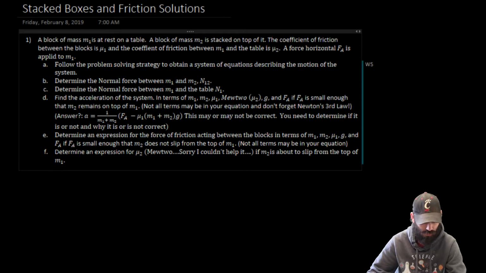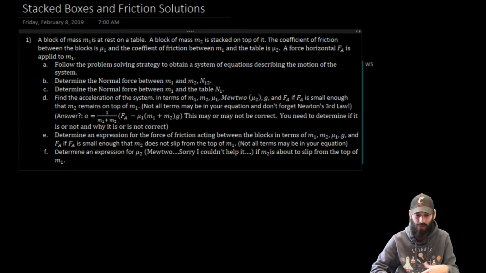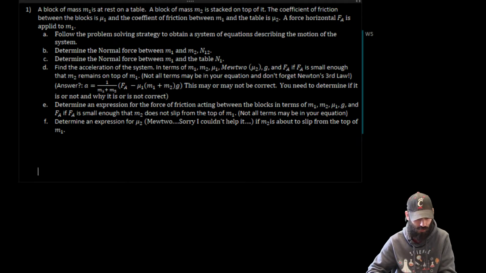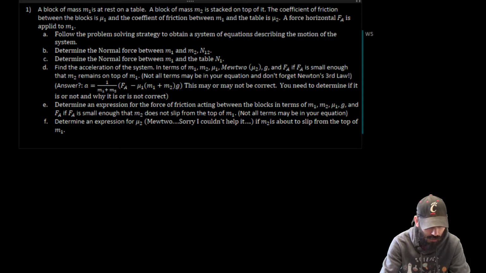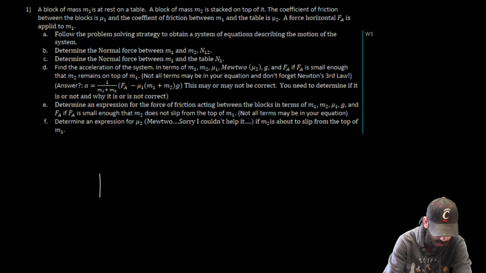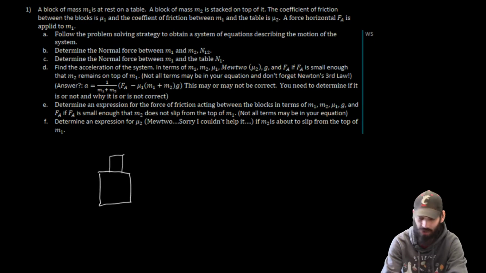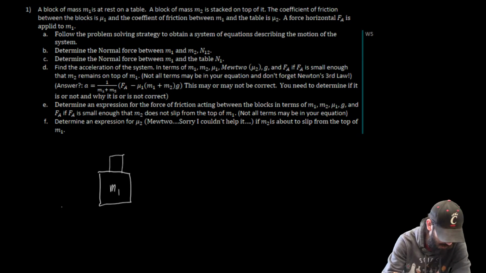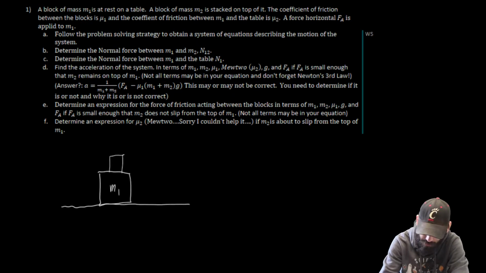Okay, so we want to follow the problem-solving strategy in order to obtain a system of equations to describe the motion here. And so the first thing that we want to do is draw a free body diagram. Before we draw it, because there's not a picture given, we're going to draw the system here. So we have a block of mass M1 at rest on the table. So here's our table. And then a block of mass M2 that's on top of it.